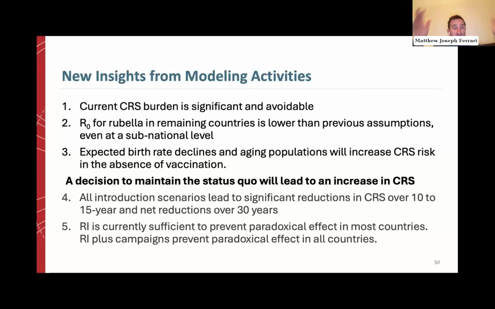And so, in summary, this is the set of evidence that was brought to SAGE, as well as a number of printed materials that supported all of this. That was brought to WHO SAGE in September of 2024, and subsequent to that presentation, WHO SAGE made the recommendation for universal introduction of rubella-containing vaccination into all national programs, regardless of their current RI levels.